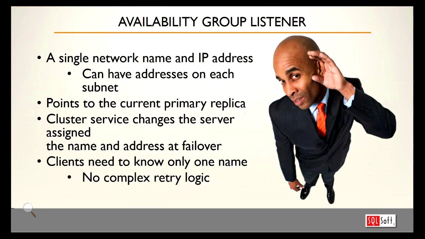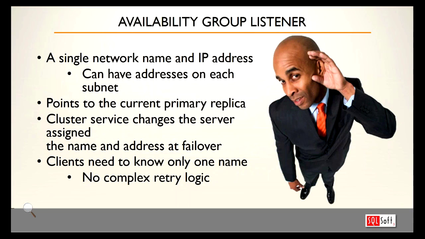The availability group listener is a feature of the cluster service that allows a single network name and IP address to be associated with an availability group. So if you have many databases in the availability group, you assign that single network name, and it can be more than one IP address.